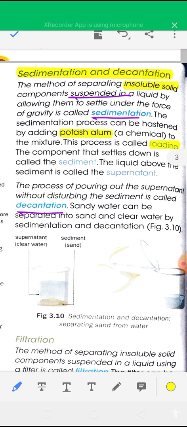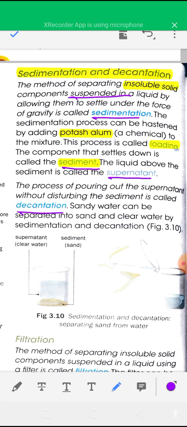And the component that settles down is known as sediment. The substance or component that settles down is called sediment, and the liquid above the sediment is called supernatant. Okay, and now see what is decantation. The process of pouring out this supernatant without disturbing the sediment is called decantation.